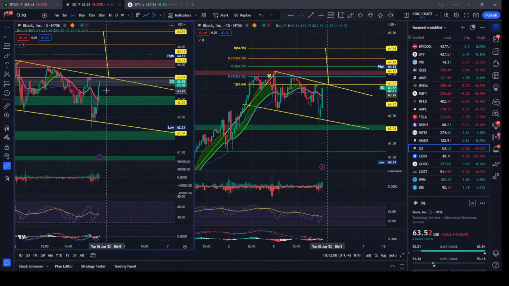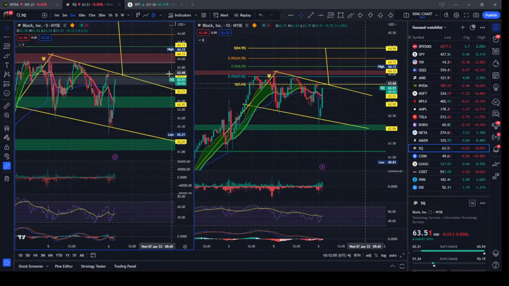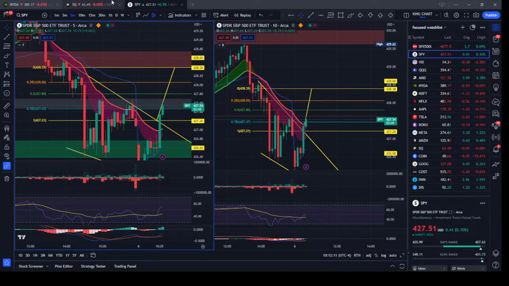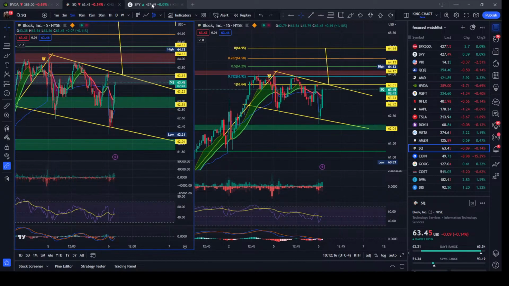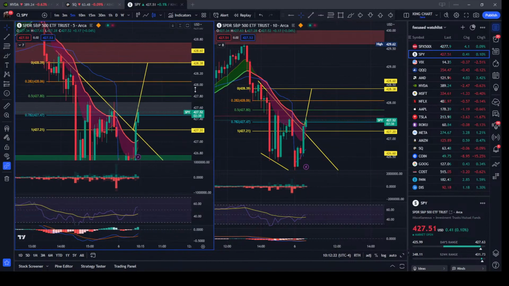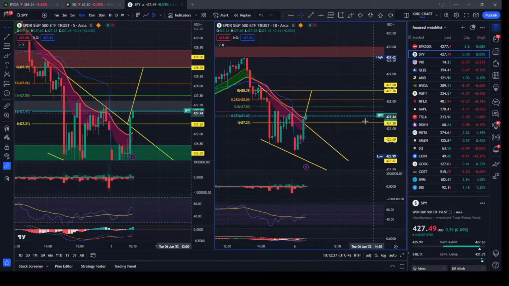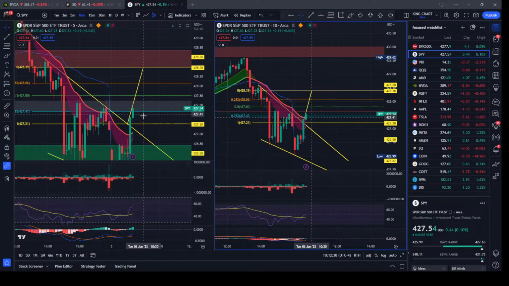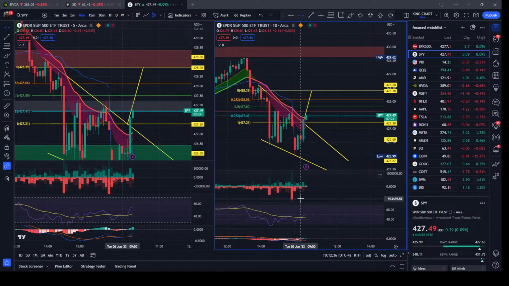Block is moving pretty nicely here. That's another play you guys can take a look at. If we break over 63.61, SQ calls can work here. Those guys move a little bit slower, but they pay. Yep, there we go. SPY picking up in volume. Really nice. We're currently up 6% on those SPY calls.